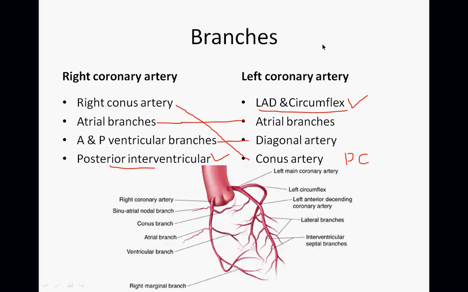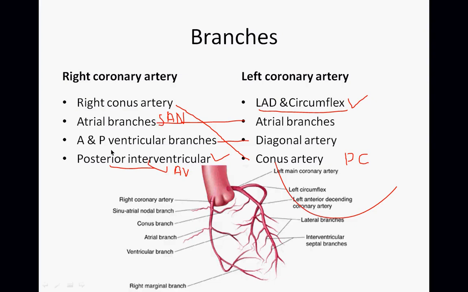Here I just want to tell you a few specific branches. Okay, in the right coronary artery, from the atrial branch, you have one important branch which is known as the SAN branch, the sinoatrial nodal artery. So it supplies the sinoatrial node. And the posterior interventricular artery gives the branch to supply the AV node. Okay, that is also very important that you have to remember.